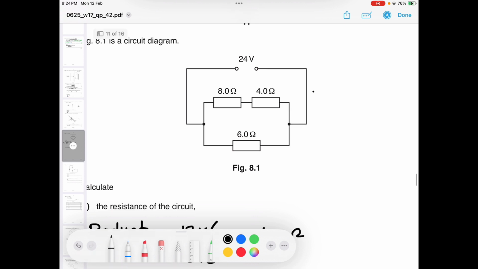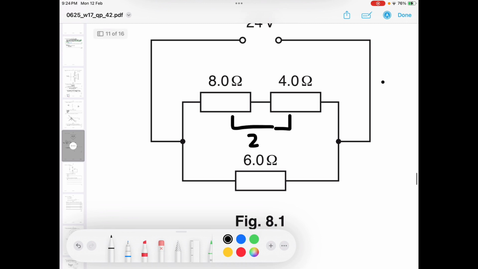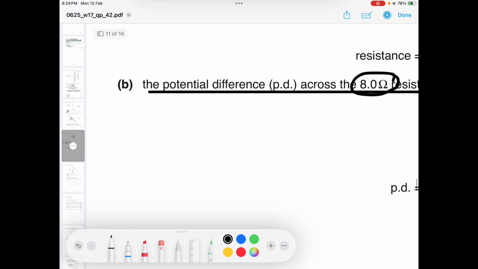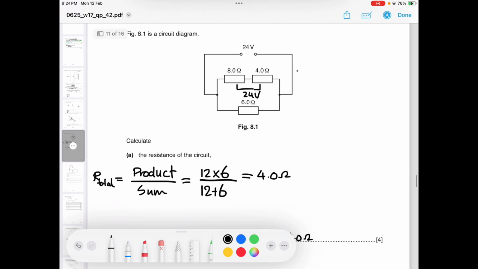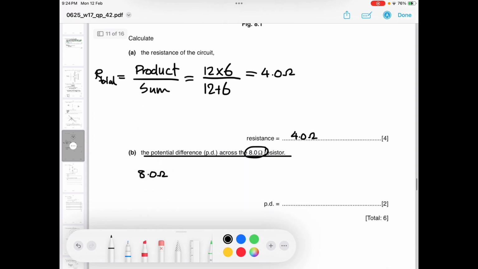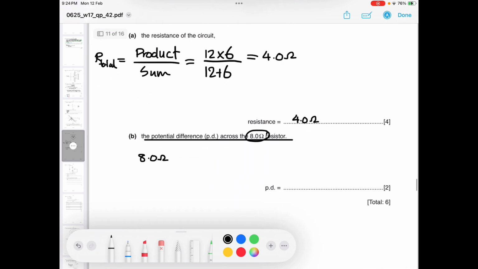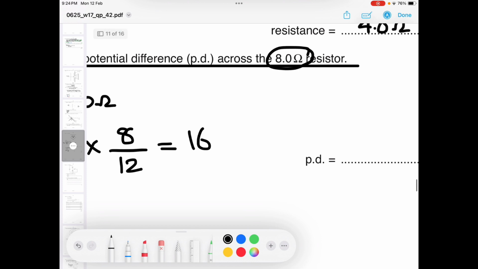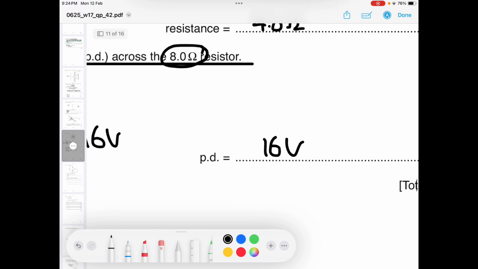Okay, so these two will receive 24 volts. So for the 8 ohm resistor, it will receive 24 times 8 over 12. It will receive 16 volts. This is the ratio method.